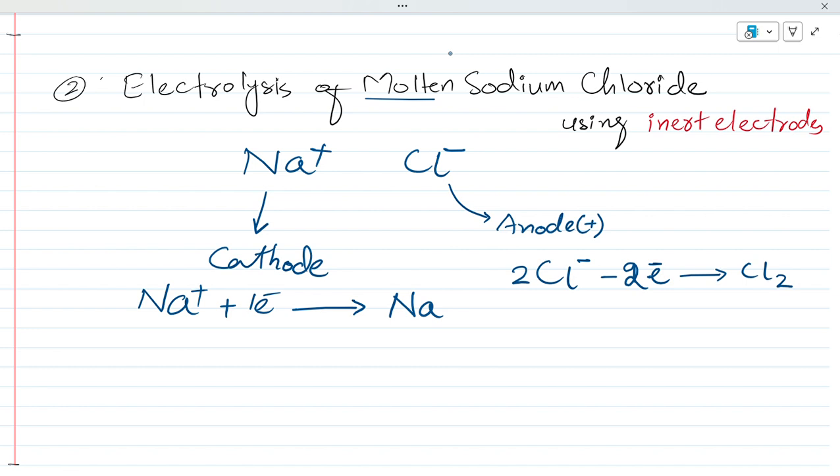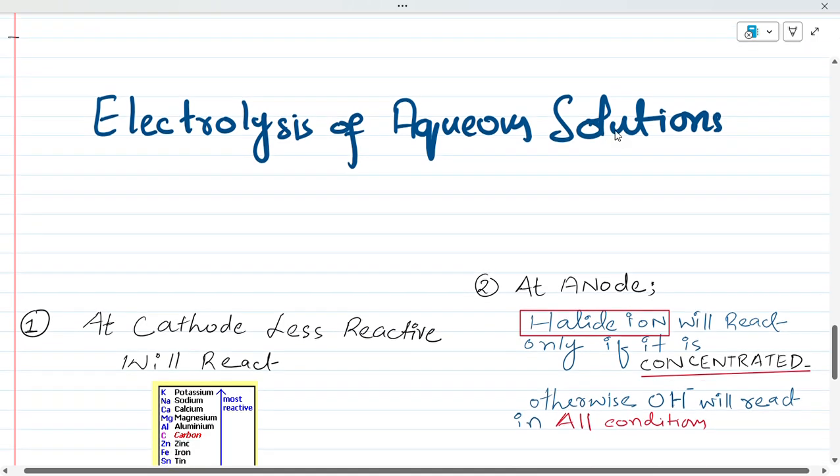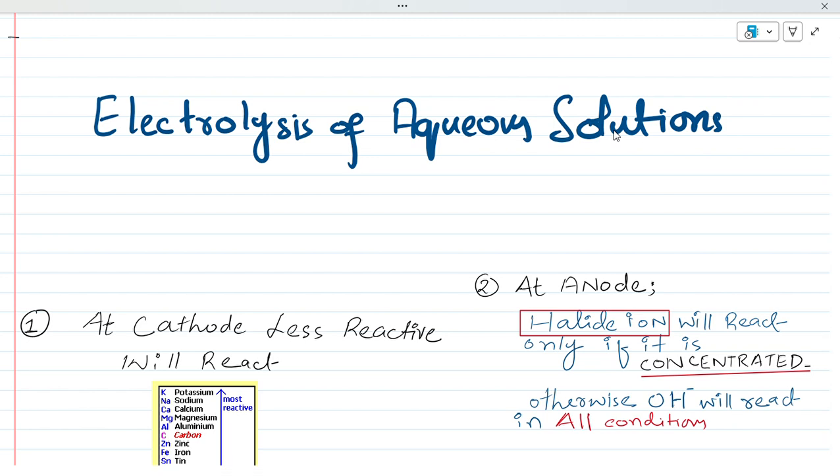Now moving towards the electrolysis of the aqueous solution. As we discussed in the previous lesson, the electrolyte could be molten or an aqueous solution. Molten electrolyte means without water. Aqueous electrolyte means with water. So how does this work, electrolysis of the aqueous solution? Let's take an example of the same compound in the aqueous form.